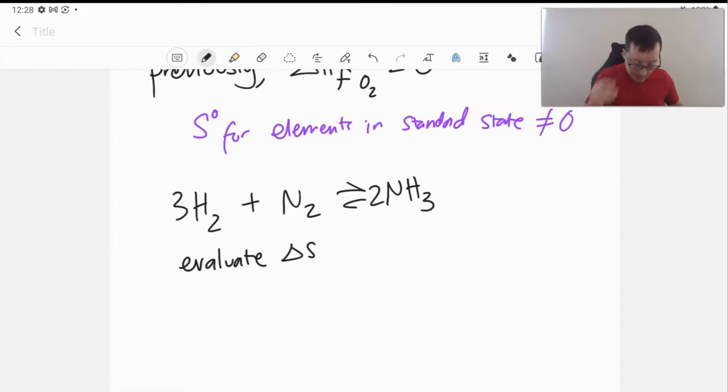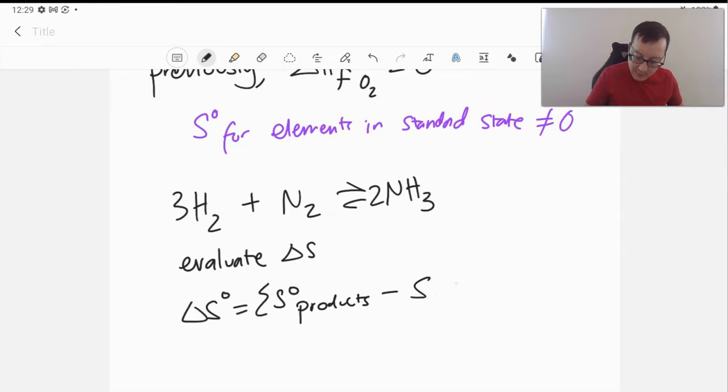We can say, just like before, delta S at standard states would be equal to the S of your products minus the S of your reactants, the sum of those. So just like before with delta H, right, we always did products minus reactants. We're going to do the same thing here.